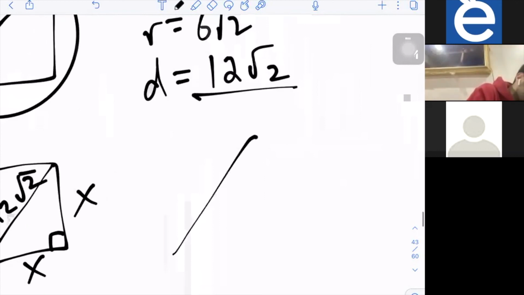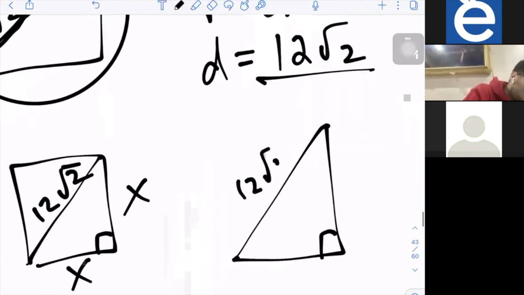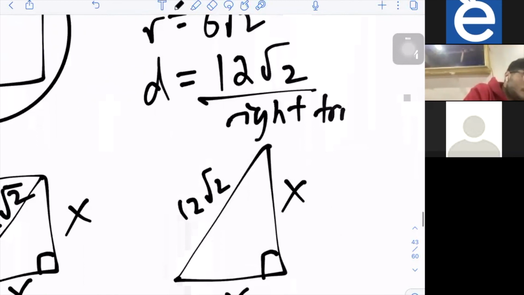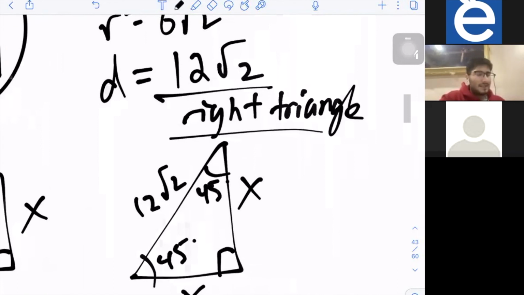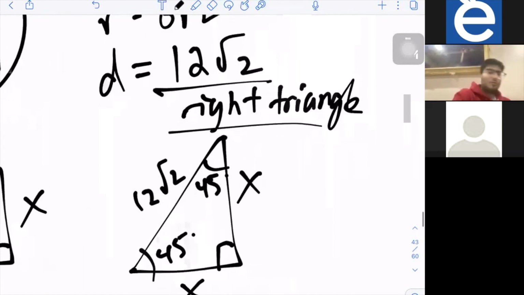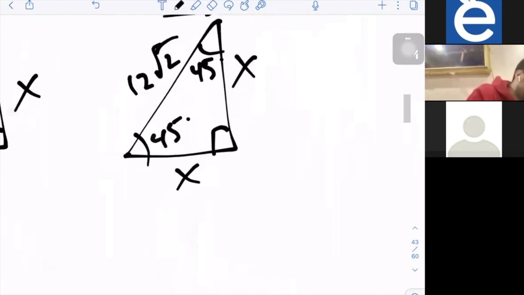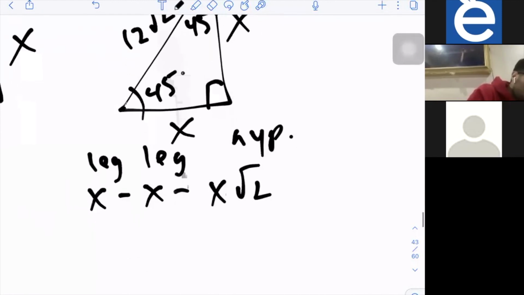So if we further simplify the picture, we get a right triangle with a hypotenuse of 12 radical 2, and the legs are the same. An important thing to know is that these angles are 45 degrees. Because if this is 90, both of them have to be 45, because both legs are the same. And this is 12 radical 2 as this side. So this is a special right triangle where the sides are x, x, x radical 2. In this case, this would be the leg, this would be the leg, and this is the hypotenuse. So the hypotenuse is 12 radical 2.